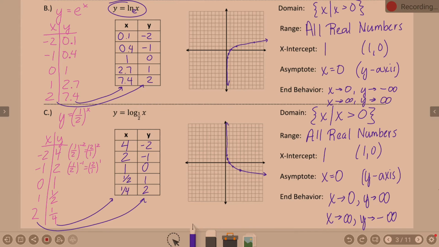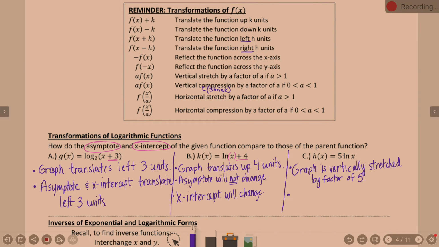With that in mind, is my asymptote going to change? No, because this graph isn't moving left or right. It's just kind of stretching. Okay? Is my x-intercept going to change? No. Why? What's the y value of the x-intercept? 0. And what's 5 times 0 going to be? 0. Still 0. So in this case, neither asymptote nor intercept will change.